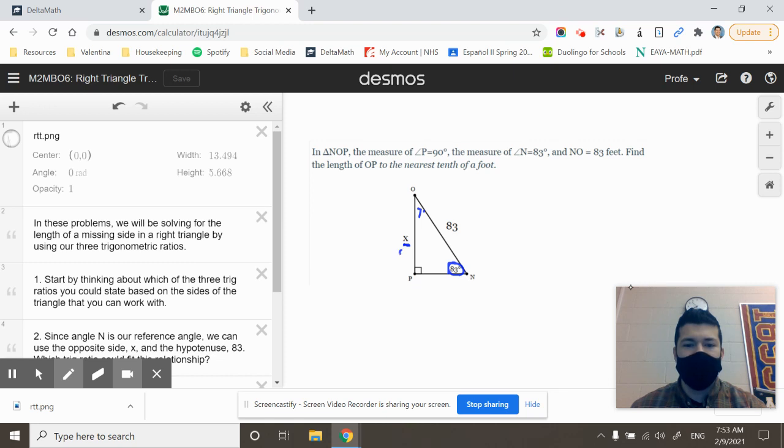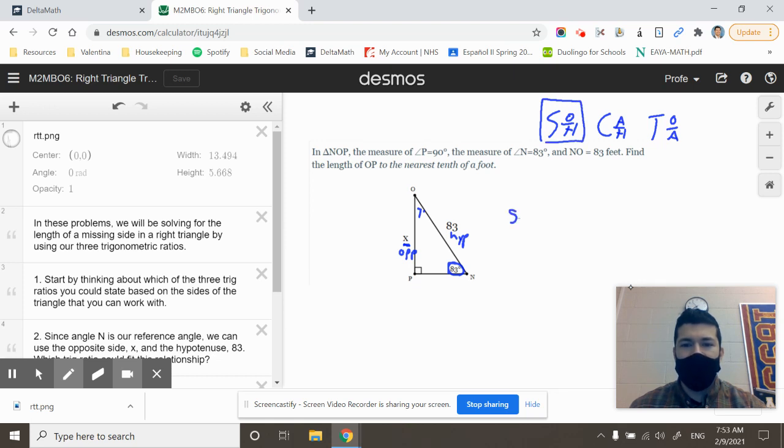That side is opposite of 83 degrees, and I also have the hypotenuse. So I want to think, my acronym SOHCAHTOA: which of these three ratios that I studied, and that I'm so skillful at identifying, involves the opposite and the hypotenuse? Well, ding, ding, ding, that would be the sine.